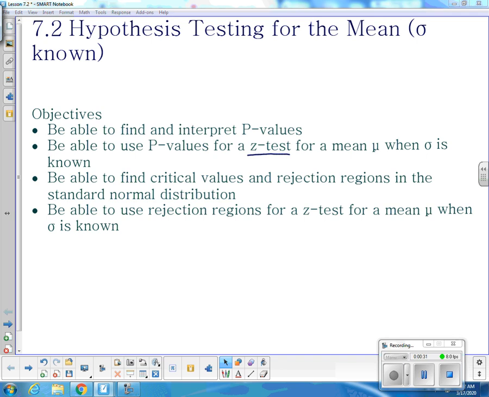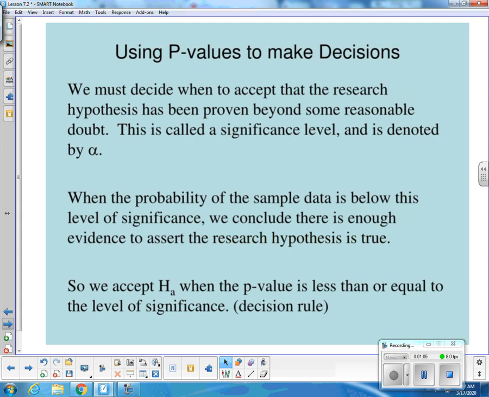So today we're going to get into the actual testing of a hypothesis. Specifically, we're going to talk about testing for the mean when your standard deviation for the population is known. We're going to be able to find and interpret p-values using a z-test, figure out the critical values and rejection regions, and then state some claims, using p-values to make your decisions.